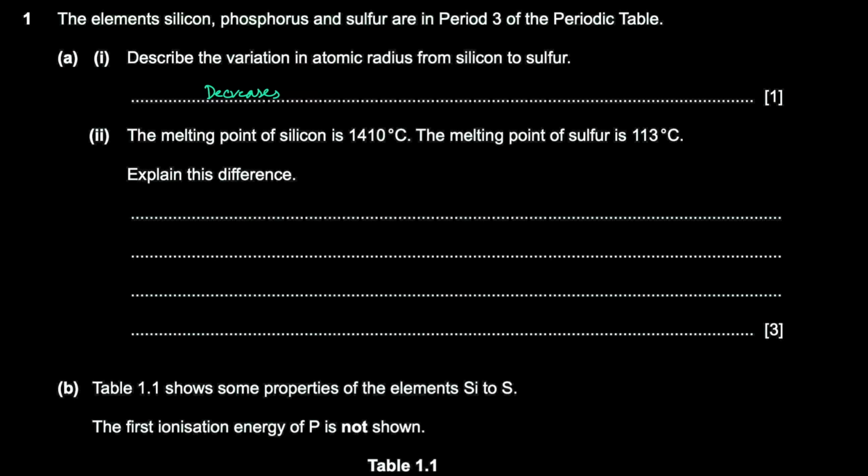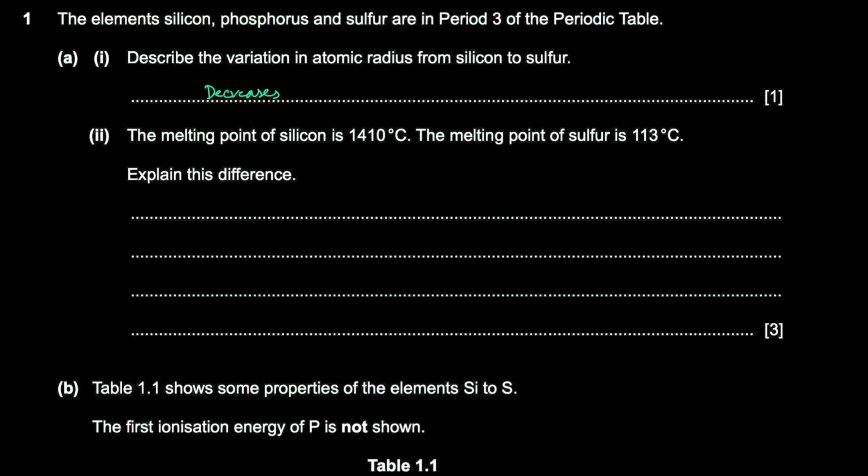And we don't have to explain it because it's only asking for a description, but the explanation is that the number of shells remains the same, whereas the nuclear charge increases, right? So if the nuclear charge or the number of protons increases, then obviously the valence electrons experience a stronger nuclear attraction. So the electrons are held more closely to the nucleus.